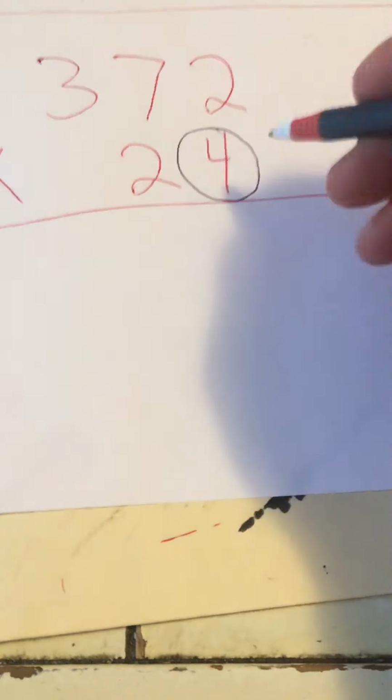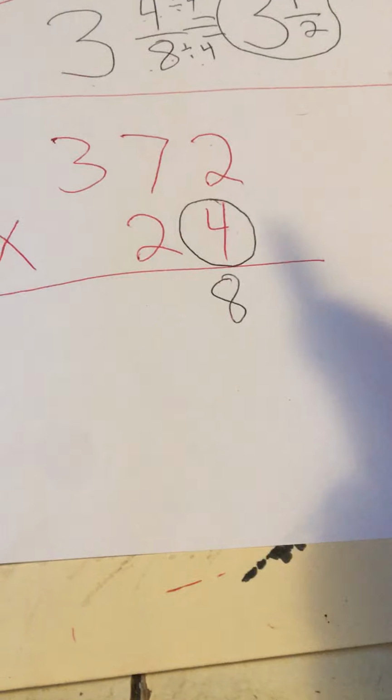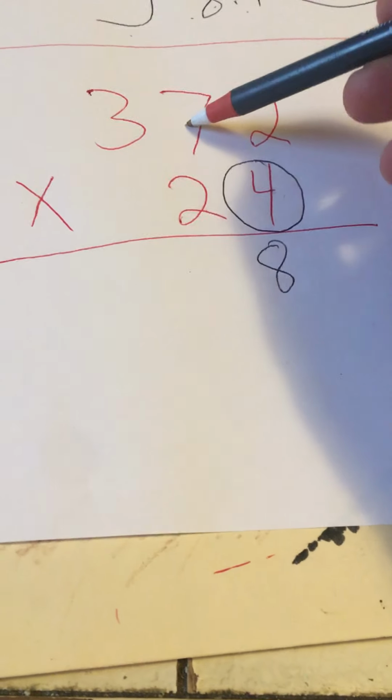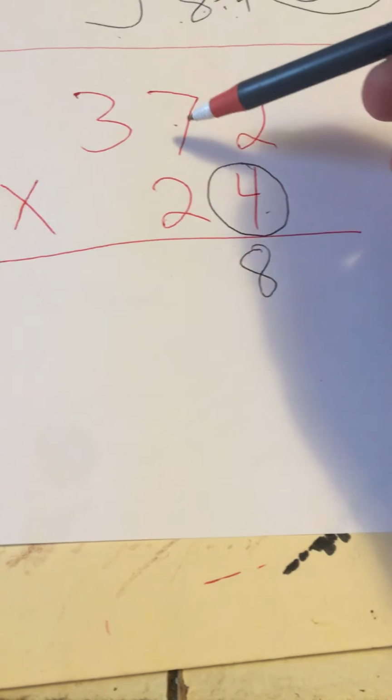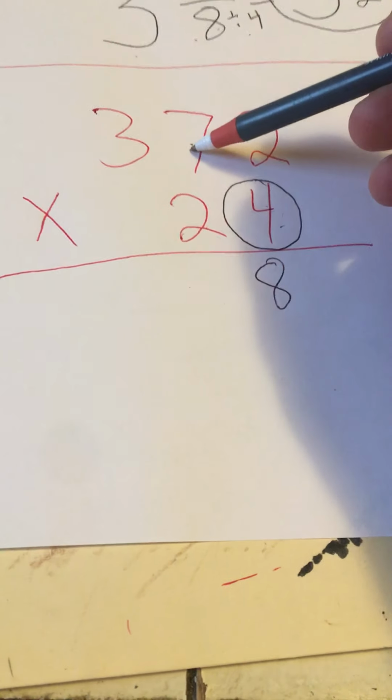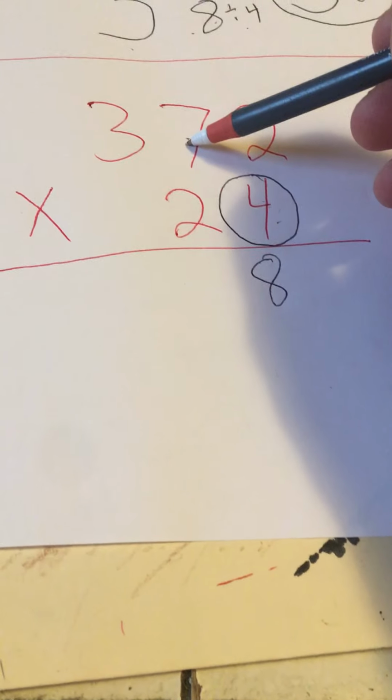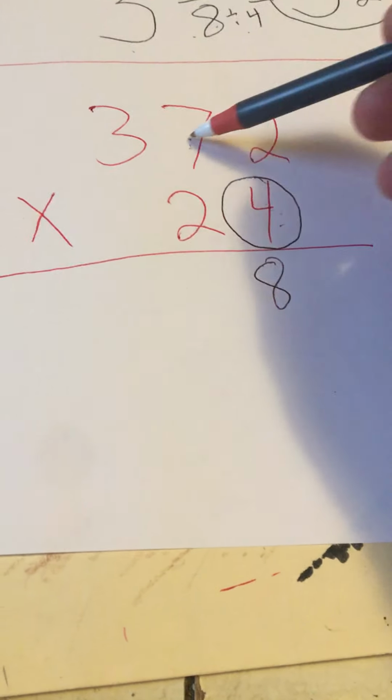So 4 times 2 would be 8 ones. Then we go to the tens place. 4 times 7 tens, that's really 70, right? But in our heads, we're doing 4 times 7 is 28, which is really 280, right? Because it's 70 times 4 is 280.